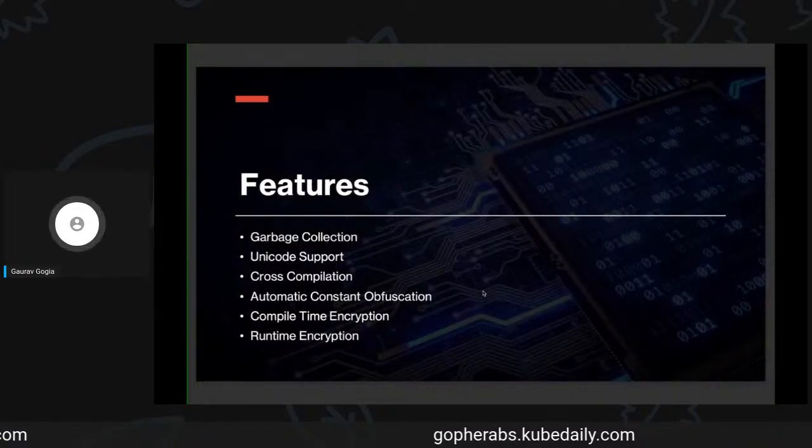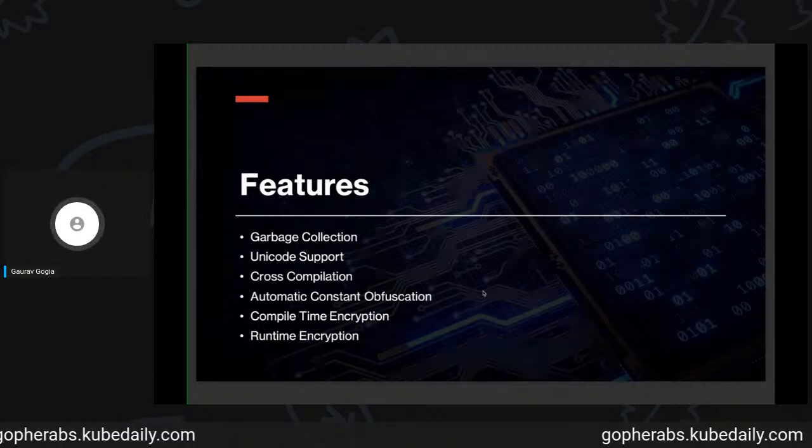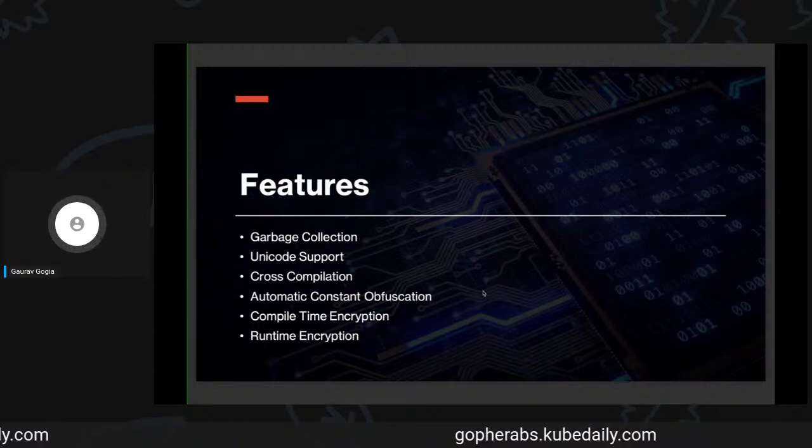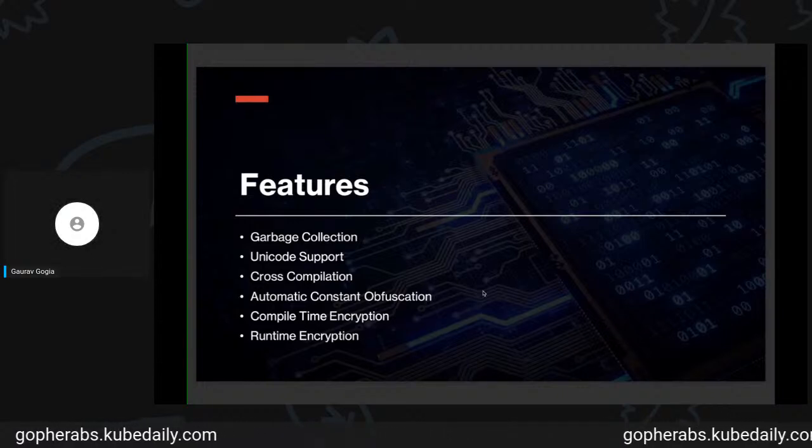Before we get into it, let's see some of the features that this language has. It has garbage collection, Unicode support, cross compilation, automatic constant obfuscation, compile time encryption, and runtime encryption. What does it all mean? It's just buzzwords, right? So let's just get into it.